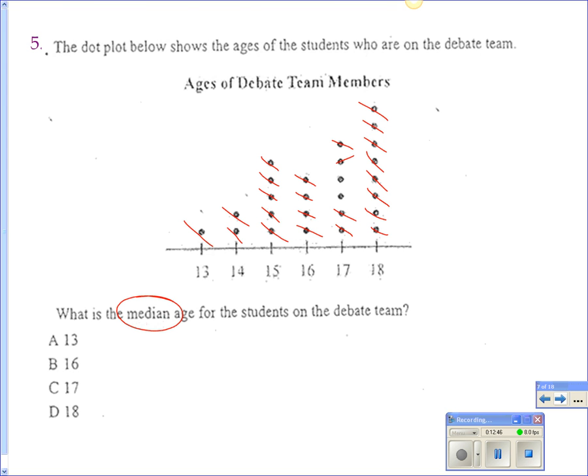Luckily, it still works out. Okay. Let's see. Hallie, what am I left with? 17. So the median is 17 years old. Okay.